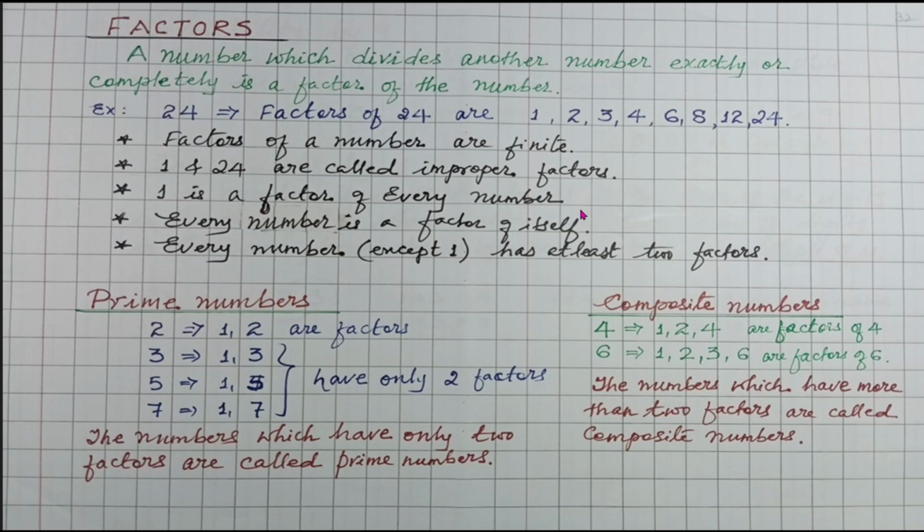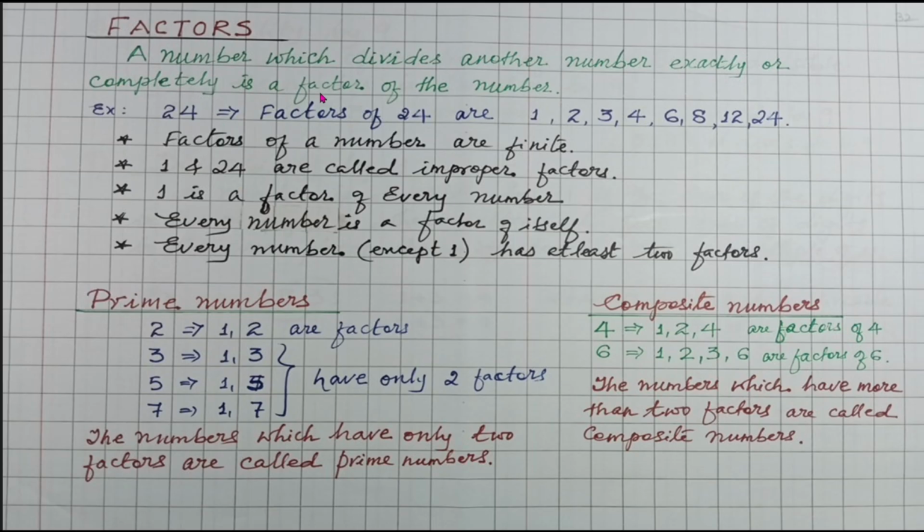1 is a factor of every number. You take any number, 1 is always a factor of it. And every number is a factor of itself. If you observe here, 24 is a factor of 24, and therefore every number is a factor of itself. And every number has at least 2 factors except 1. 1 has only 1 factor; leaving 1, the rest all have at least 2 factors.